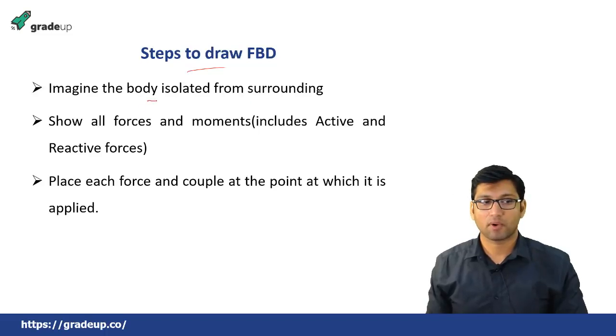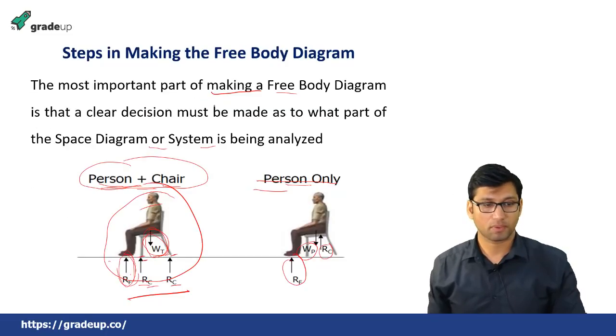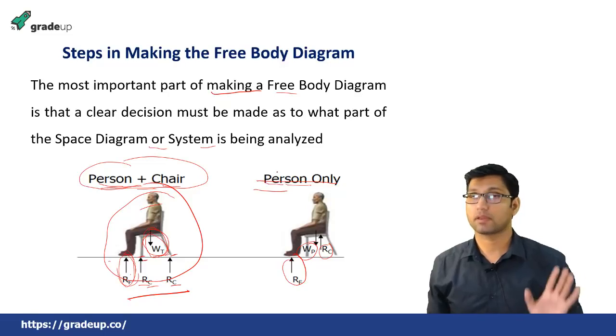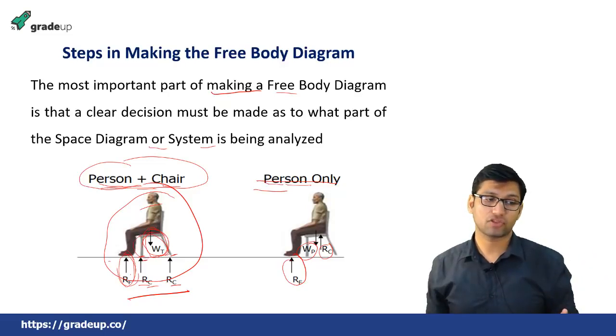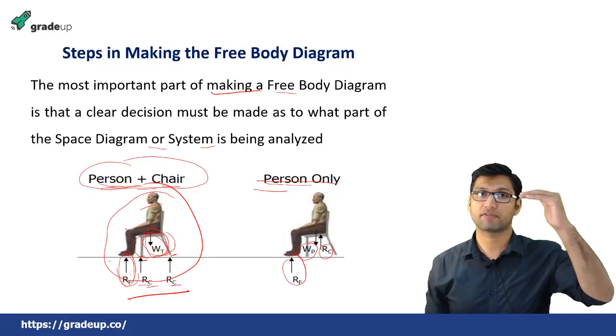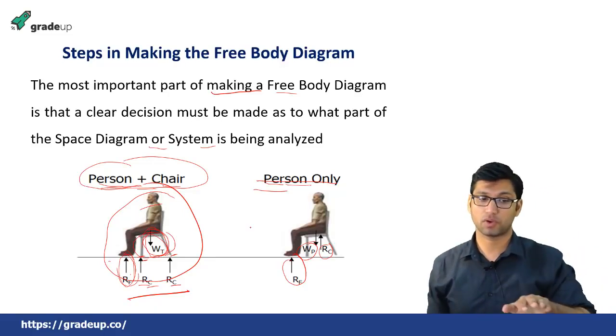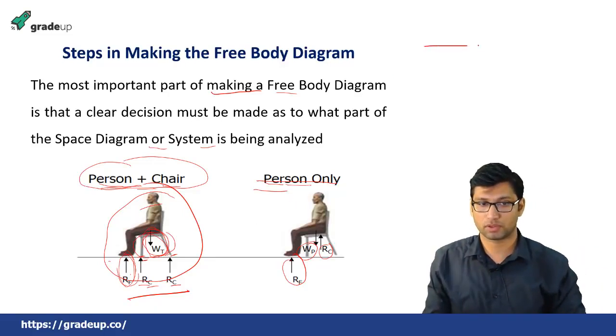Firstly, you have to imagine the body isolated from the surrounding. Suppose that you need to draw the free body diagram of the person only, so you have to isolate the chair. You don't have to think that there is a chair. You just need to draw the free body diagram of this person.